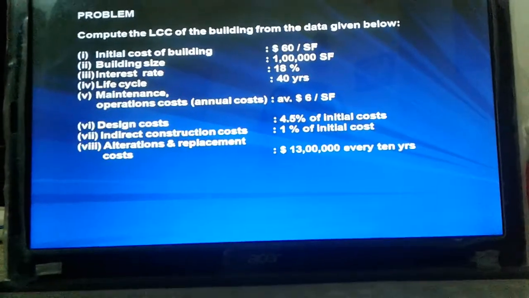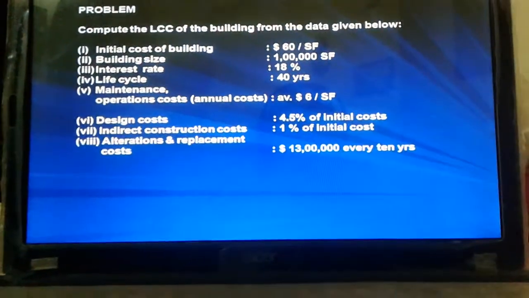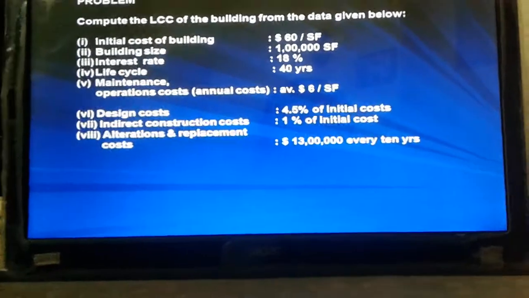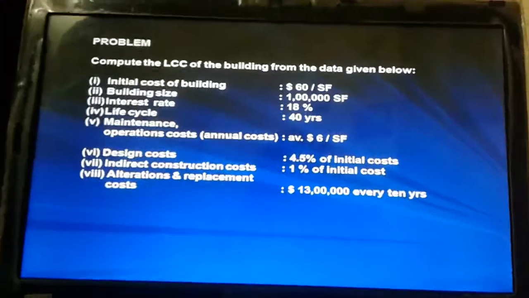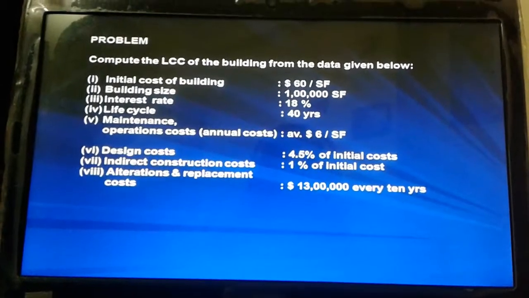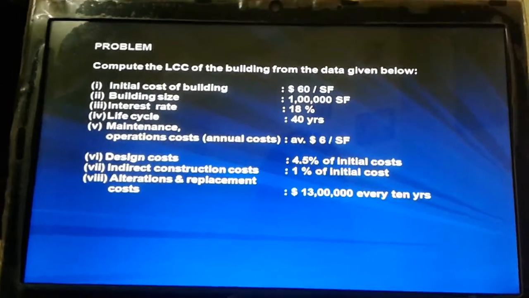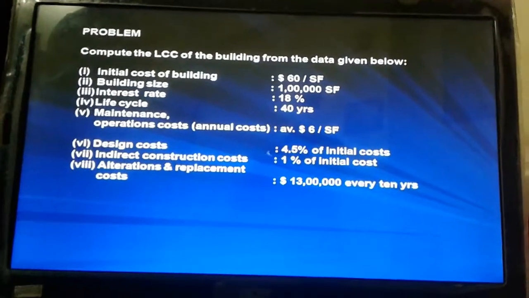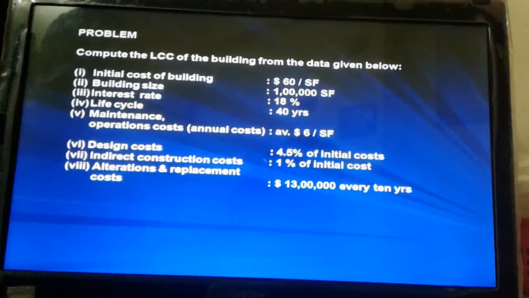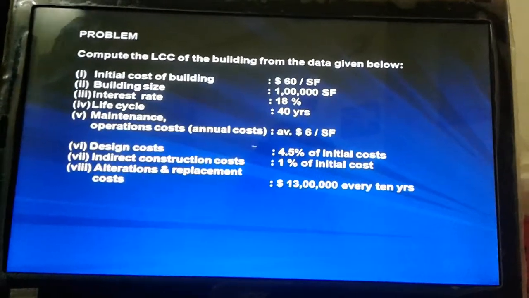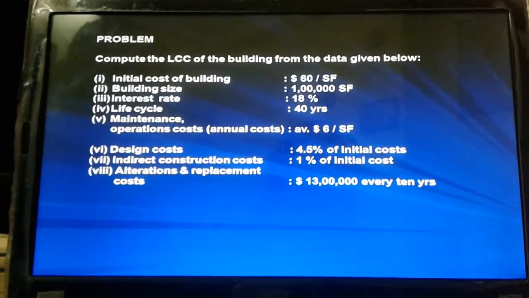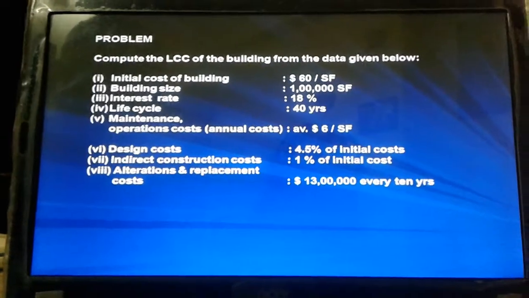So now we have to go through a problem. This particular problem is computation of a life cycle cost of a building facility. The initial cost of the building is $60 per square foot. The size of the building is 1 lakh square foot. Interest rate is 18%. Life cycle is 40 years. Maintenance cost is an average of $6 per square foot. Design cost is 4.5% of the initial cost, and indirect cost is 1% of the initial cost. Alteration and replacement cost is $13 lakhs every 10 years.